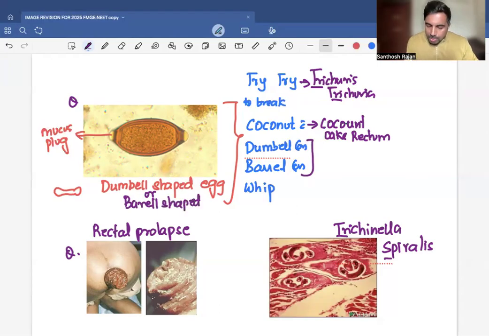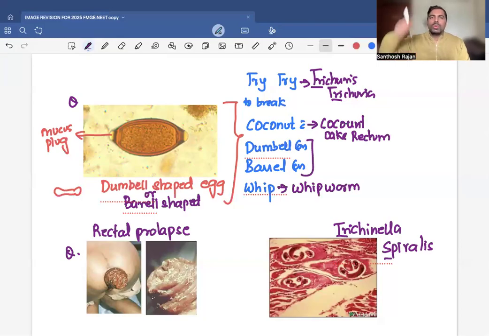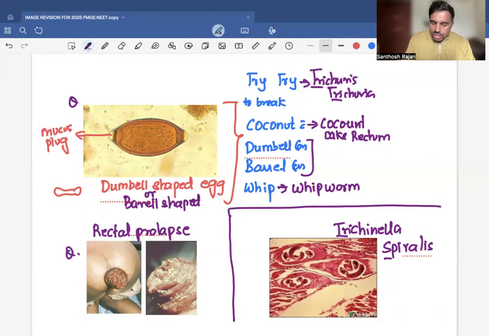And then whip, because it is called whipworm. Other name is whipworm. Don't confuse it with your pinworm, threadworm. Pin, thread, seed, everything is your Enterobius vermicularis. Whipworm is only try. So always try to break the coconut with a whip or a dumbbell or a barrel. That's it. Very, very simple. Very, very easy. So remember, these are all one. Which egg? Your trichuria egg. This is the egg of trichuria. That's all. This is the first common image. So this image can come under this topic.